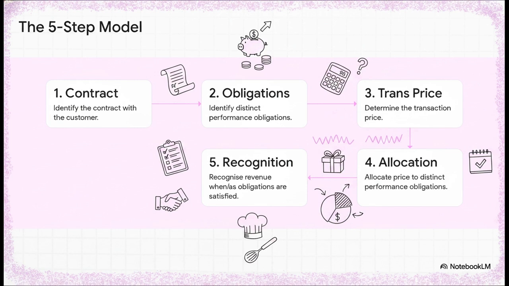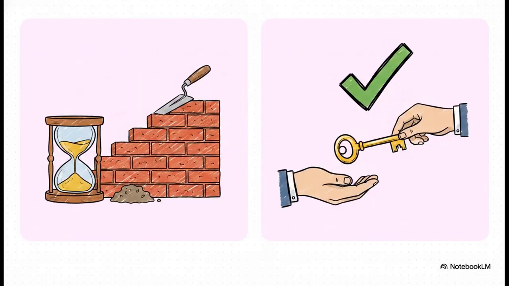Look, missing even one step ruins the whole recipe, so you have to apply these sequentially to whatever scenario you get. Now the final hurdle of Step 5 is figuring out how that control actually transfers. Did it happen over time or at a point in time? Well, it happens over time if the customer consumes the benefits as you go. Think of a long-term construction build or maybe a daily office cleaning service. Otherwise, it transfers at a point in time, which is usually when the customer takes physical possession of the product, handing over the keys, so to speak.